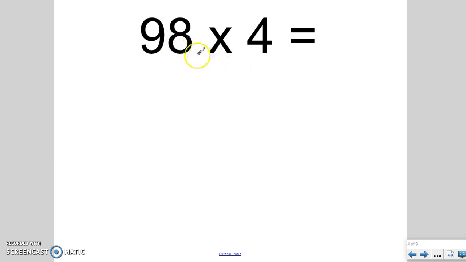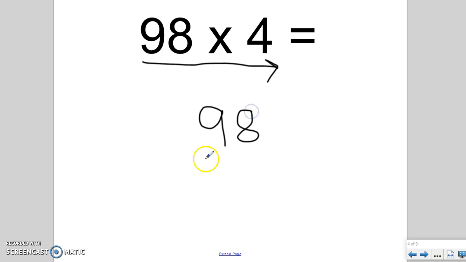First of all, we need to set the problem up. We cannot multiply going across like this for the standard algorithm. We need to rewrite the problem. And you always want to write the number with the greatest number of digits first on top. So I'm going to write 98, and then I'm going to include my multiplication sign, and then the 4 is going to line up right with the 1's place.